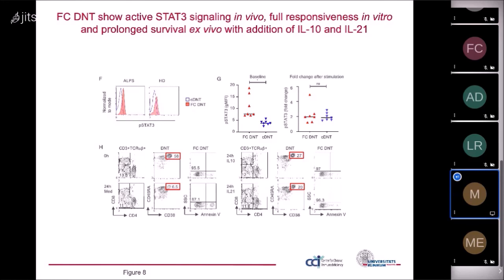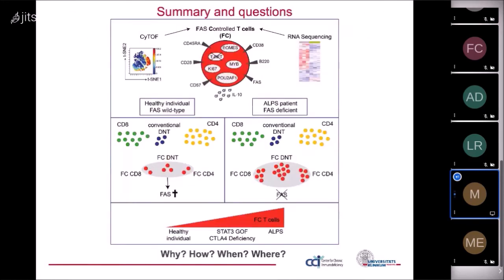So to sum up, we identified a unique signature which was present in DNT, but also shared by CD4 and CD8.